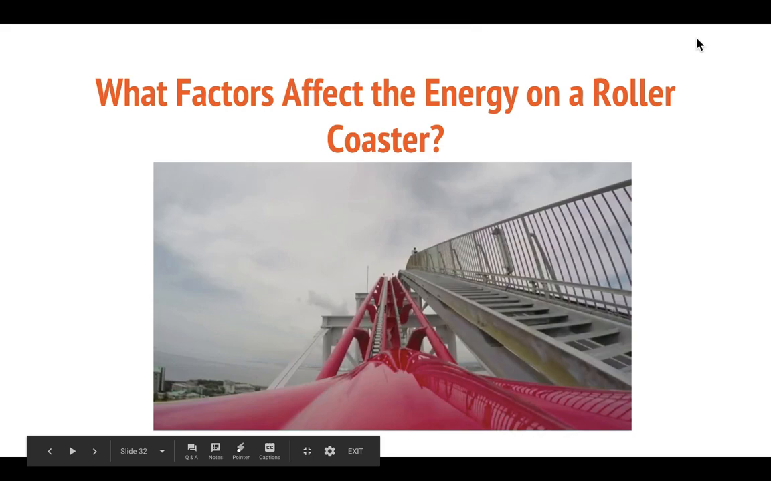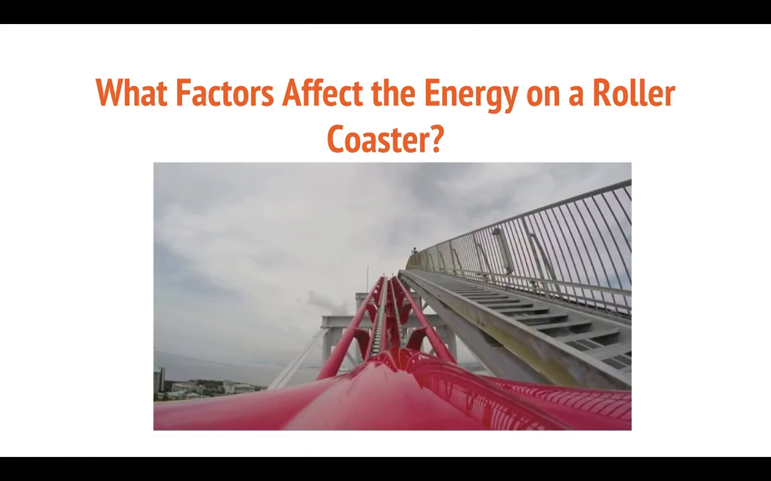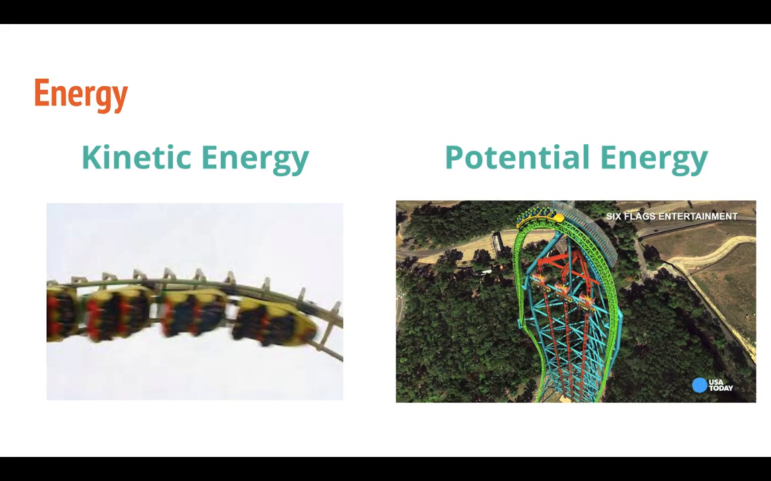Today we're going to be focusing on what factors affect the energy on a roller coaster. In a roller coaster, we have two types of energy: kinetic energy and potential energy. The word kinetic we've heard before, and it means movement. So whenever the coaster is moving, it has kinetic energy. Potential energy is also just what it sounds like. The coaster has potential to have a lot of energy when it's at the top of a roller coaster.